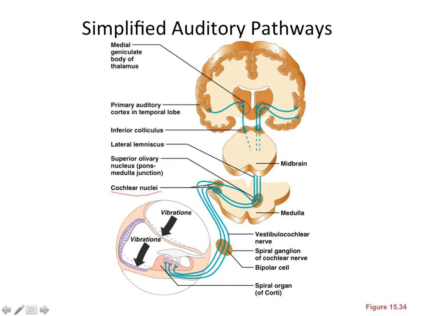From the inferior colliculus, the axons will synapse with neurons and reach the medial geniculate body of the thalamus. The thalamus will then send axons to synapse with the primary auditory cortex in the temporal lobe. The auditory cortex will generate the hearing.